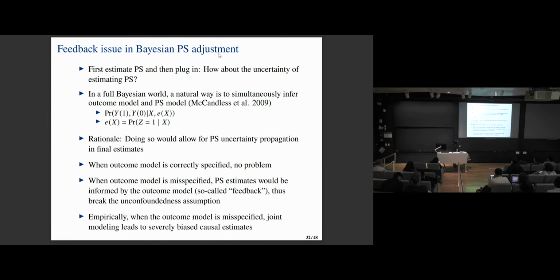Okay, so let's step back here. In a full Bayesian world, if you're really Bayesian, what you do is you model everything, right? So a natural way would be to simultaneously infer the outcome model and the propensity score model, not do this two-stage thing. Instead, you model this and do it together, jointly. Also, a Bayesian would say that if you first estimate the propensity score and then plug it in, you basically ignore the uncertainty in estimating the propensity. Okay, so those are all issues. Why don't you just do it simultaneously, and then you don't have that problem?